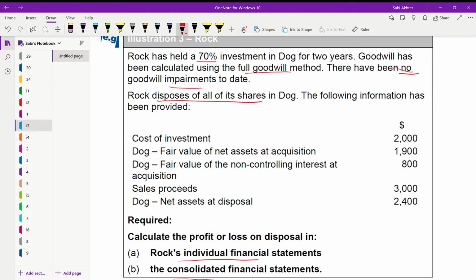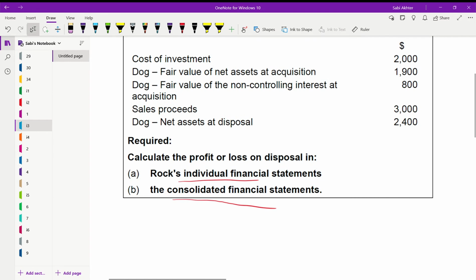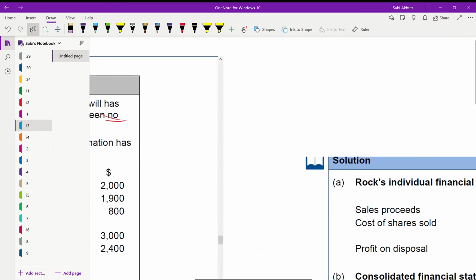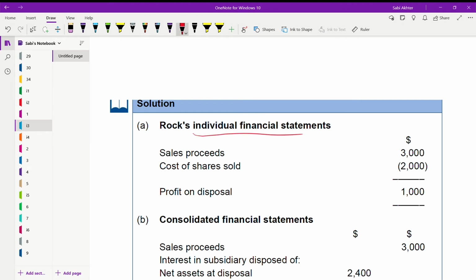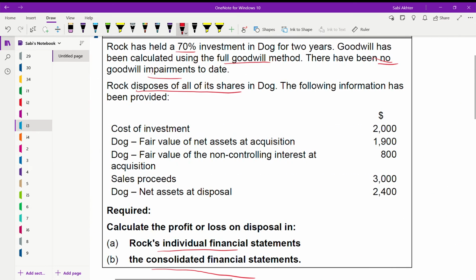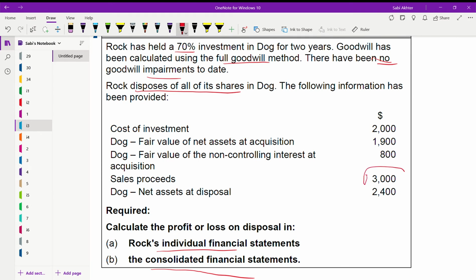So how are you going to calculate the profit and loss on disposal for this situation where there's a disposal? In the individual financial statements, it's very easy. At what amount are you selling? What is the cost of the share that is sold? Find the profit: 3 minus 2. Because you sold it for 3 million and the cost of investment was 2 million. So it's easy in the individual financial statements.